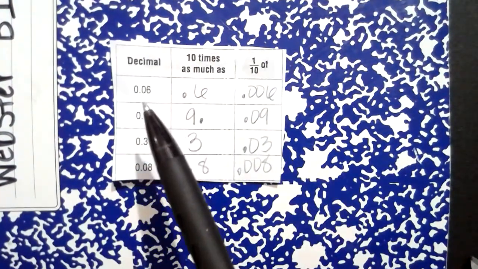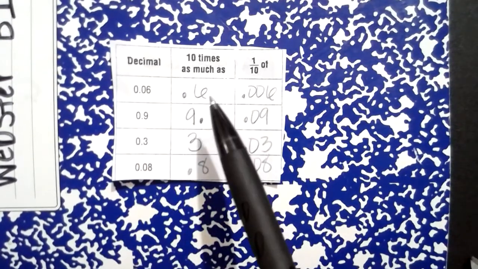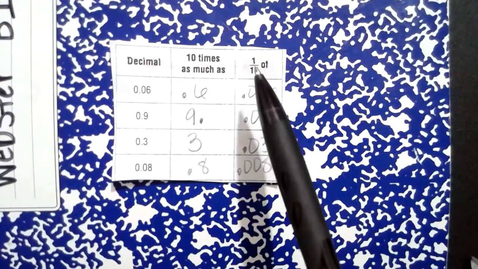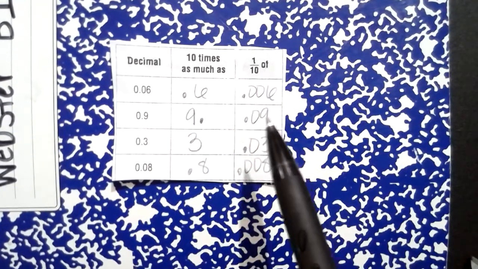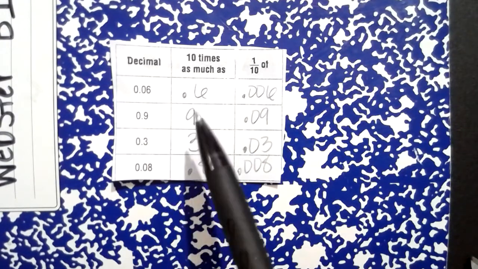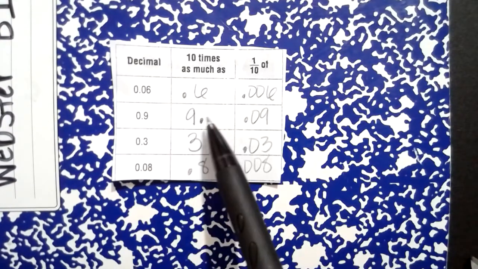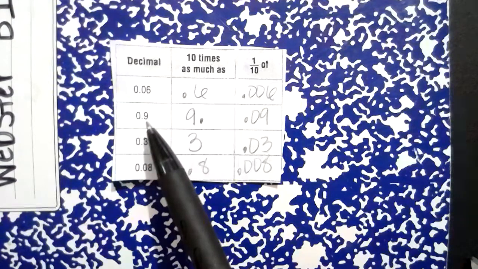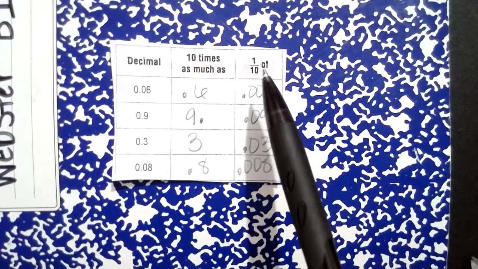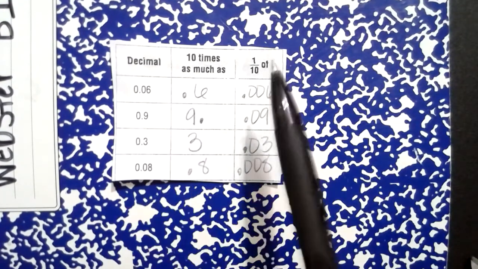Right here, 6 cents times 10, or 6 hundredths times 10, is going to give me 6 tenths. 6 hundredths times a tenth, or divided by that 10, or times that fraction, is going to give me 6 thousandths. 9 tenths times 10 is going to give me 9 ones. So 90 cents times 10 is going to give me $9. And then 9 tenths times a tenth, or that fraction, which is like divided by 10, is going to give me 9 pennies. If I have 90 cents and divide it by my 10 friends, we all have 9 pennies.